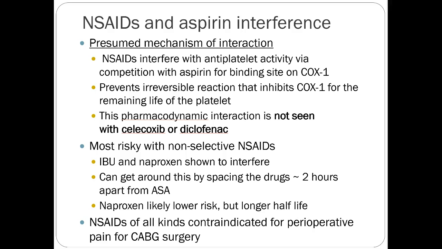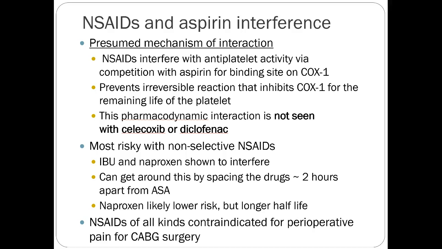The pharmacodynamic interaction has not been seen with celecoxib or diclofenac. It's most risky with your non-selective NSAIDs. So ibuprofen and naproxen thought to interfere, but again, we just talked about how naproxen might have some of its own antiplatelet activity, so it's a little questionable. And all these studies look at these little subsets, so NSAID risk is a little bit scattered as far as evidence goes, I would say. But we do the best with what we have, so I'm not trying to be purposefully confusing on this. I just think it's worth it, because all this stuff comes up, and these are such commonly used medications.